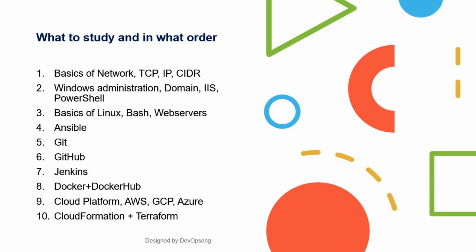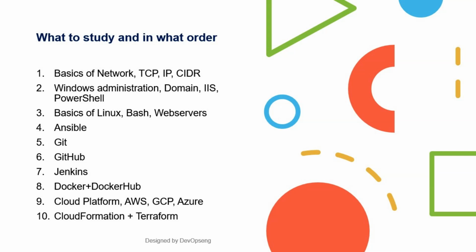Next, 8. Docker plus Docker Hub. Docker is an open platform for developing, shipping, and running applications. Docker allows you to separate your applications from your infrastructure so you can deliver software quickly. With Docker, you can manage your infrastructure in the same way as you manage your applications.